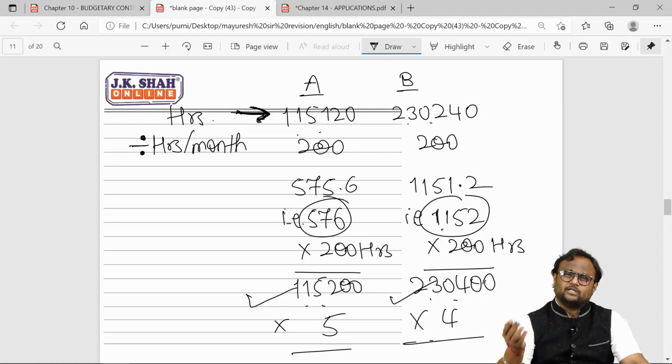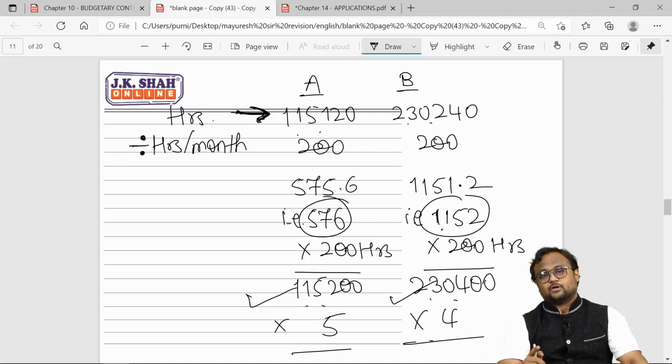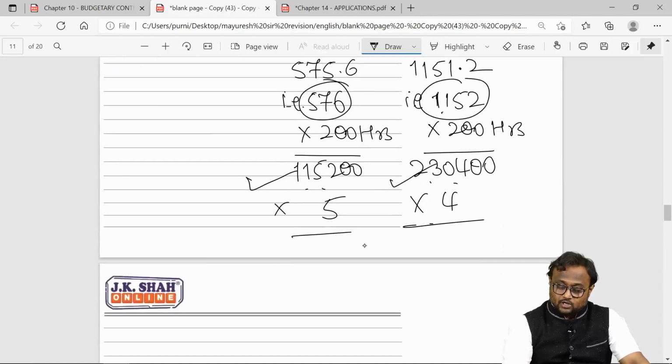So balanced production will be sold in the next year. Why are you worrying about it? But at least you have realized one thing. If you hire a worker, you have to pay that worker. So your outflow is fixed now. Your outflow will be 115,200 into 5 and 230,400 hours into 4. There is no negotiation in it. That will give you the total labor cost here.